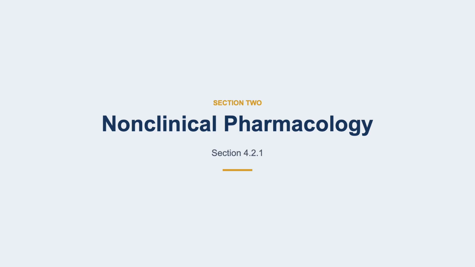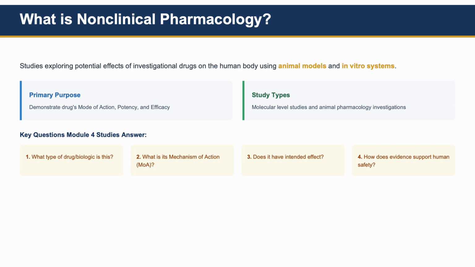Non-clinical pharmacology studies are designed to characterize what the drug does to the body and whether it achieves its intended therapeutic effect. These studies form the scientific foundation for understanding the drug's mechanism of action. Non-clinical pharmacology encompasses studies that explore the potential effects of an investigational drug on the human body using animal models and in vitro systems. The primary purpose is to demonstrate the drug's mode of action, potency, and efficacy. These studies include both molecular-level investigations and whole animal pharmacology experiments.